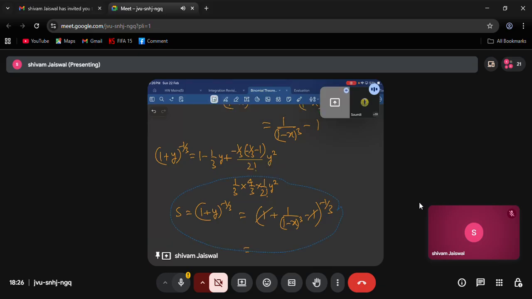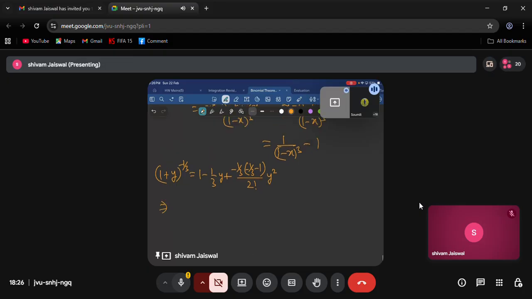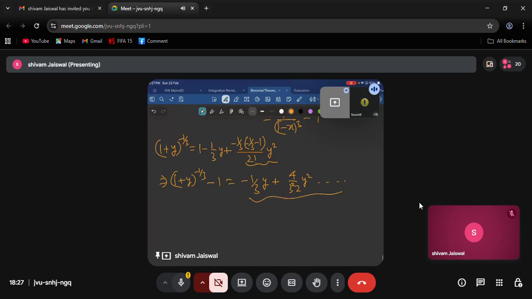Some more modifications need to be done. Basically, if you take 1 to the left hand side, you are getting (1 plus y) whole to the power minus 1 by 3 is equal to, if I subtract 1, this will be minus 1 by 3 y plus this one, 4 by 3 square into 2 into y square and so on. But this is negative of s, right?